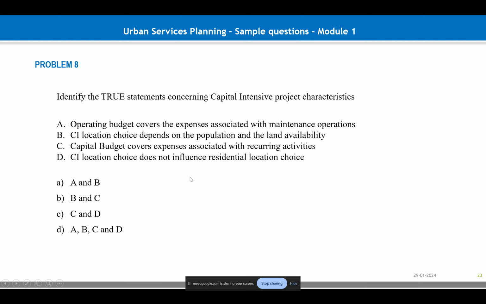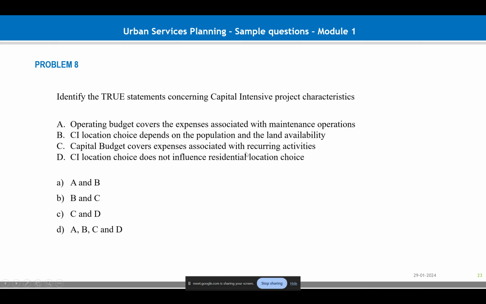Yes, no? Yes, okay. Maintenance operation is also considered. Okay, we'll come to that. Then we have capital intensive. Sorry, I couldn't hear. Is B a right answer? B, yeah. B is right. Okay, fine. C is right? Capital budget covers expenses associated with recurring activities. Yes. No, should not be. No, it is. Okay, fine.